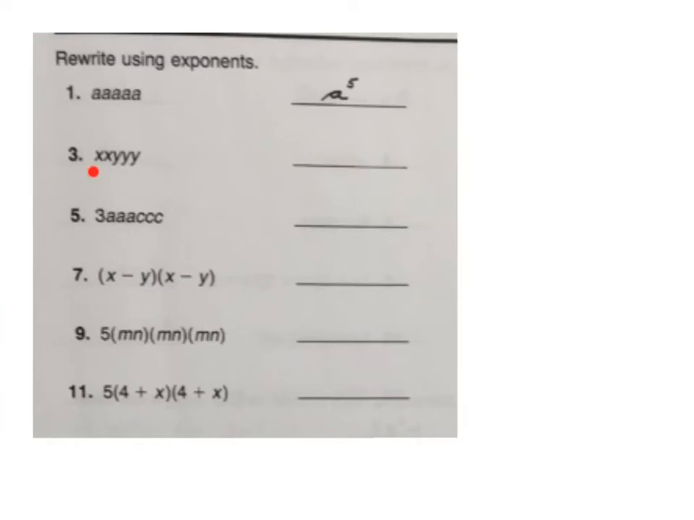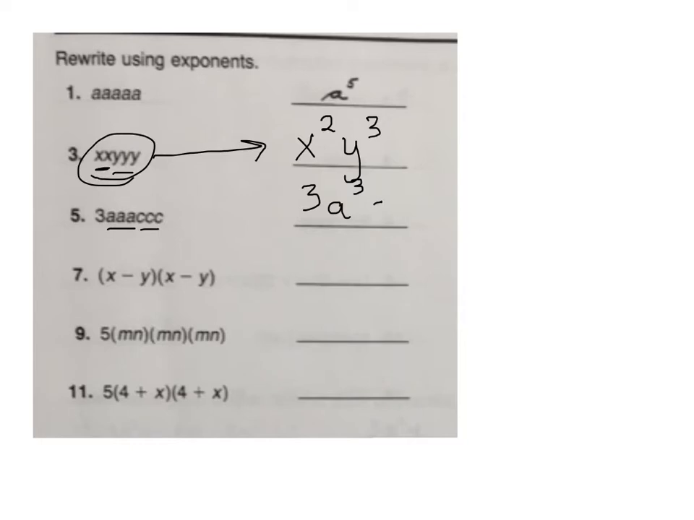Number three says X times Y times Y times Y, right? And so, what is x times x? It's not 2, it's x squared. And what is y times y times y? Y cubed. And so, another way of writing this would be that right there. Okay, look at 5. I've got 3, and then a times a times a is a to the third power, and C times C times C is C to the fourth.